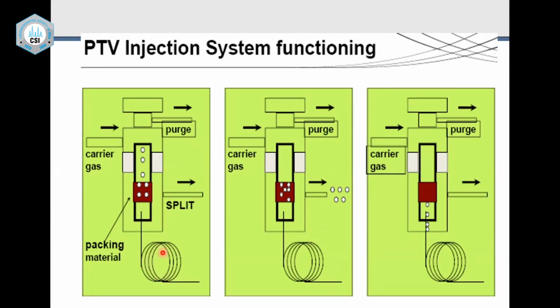After low boilers are analyzed, high boilers need to be taken out. So we increase the temperature of the injection port so that the high boiling point materials will come and get onto the column. That is how we can have programmed temperature vaporization for sample components with a different boiling range, where there are low boiling compounds and also high boiling compounds together.